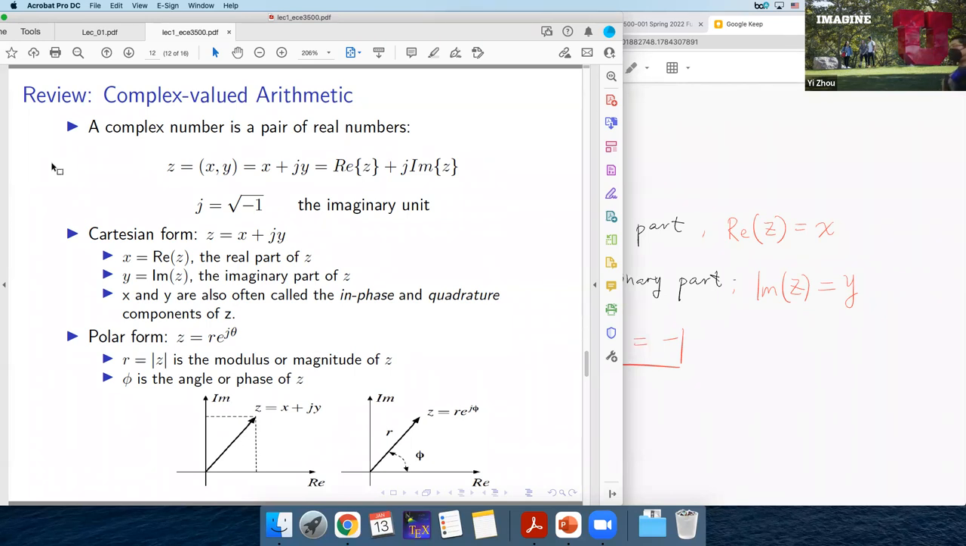Okay, the other very important, equally important form is called the polar form. So we can also express complex numbers in the polar form.